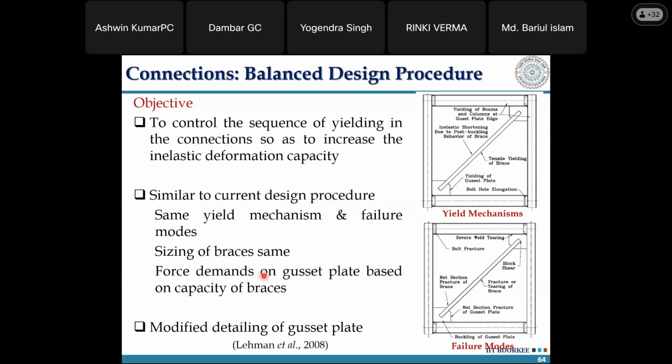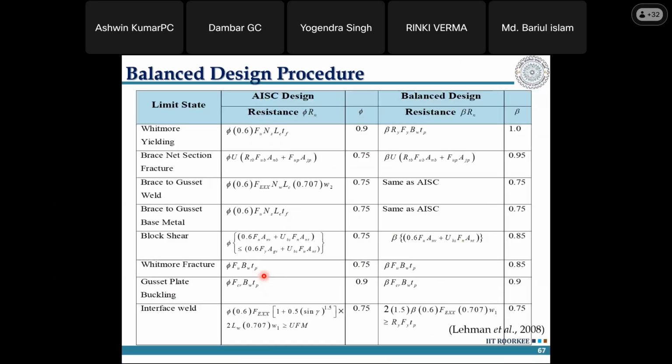Again, Lehman has proposed this particular thing. The current code, I'll show you. The current code is like this, where you can understand. See, this is the procedure. I'm not going to rush at all. I'll take an extra 15 minutes, but I'll not rush.